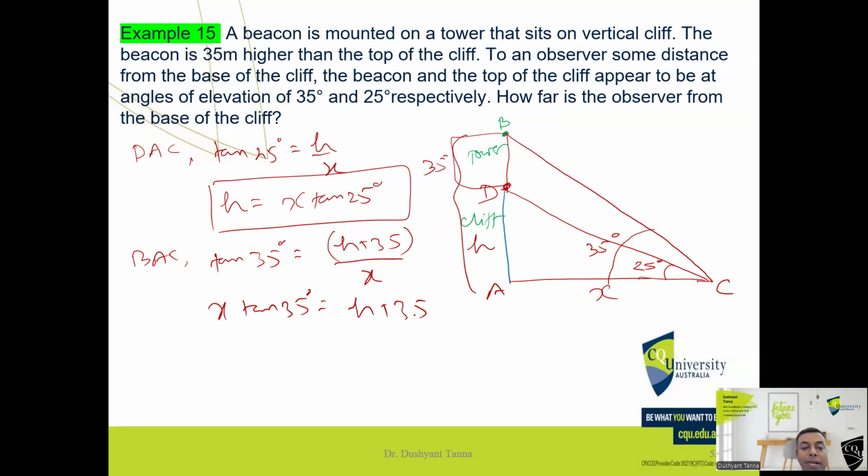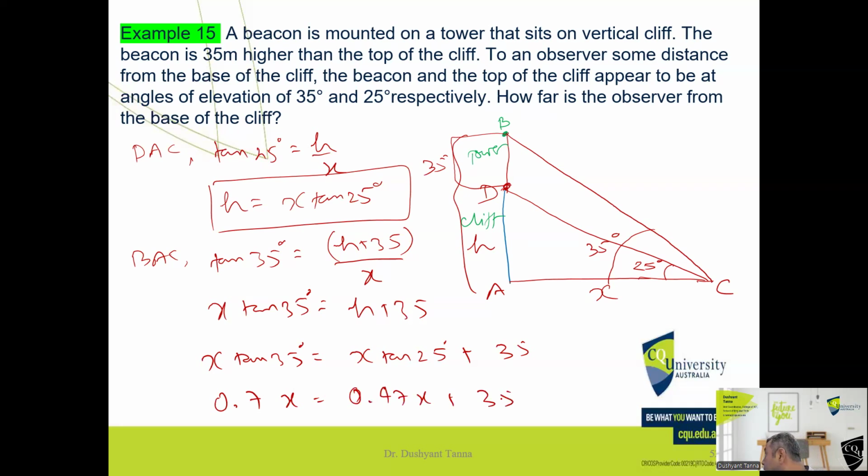Now replace the H value. X tan 35 is equal to X tan 25 plus 35. And now you solve it, right? Okay, so let's go for tan 35. That's 0.7. So 0.7x equals tan 25, 0.47x, plus 35.